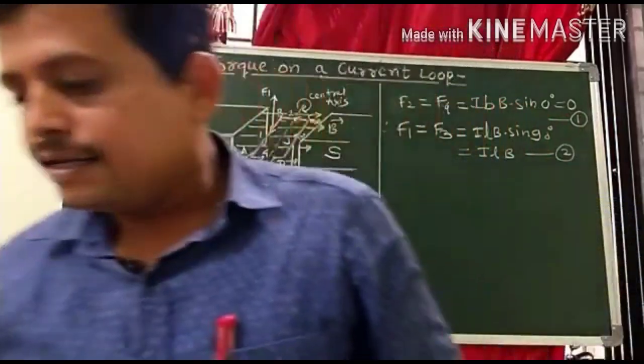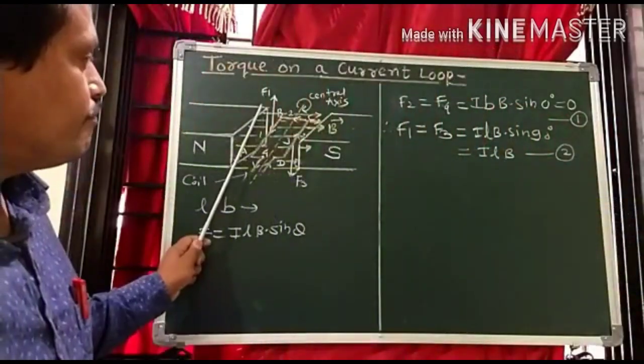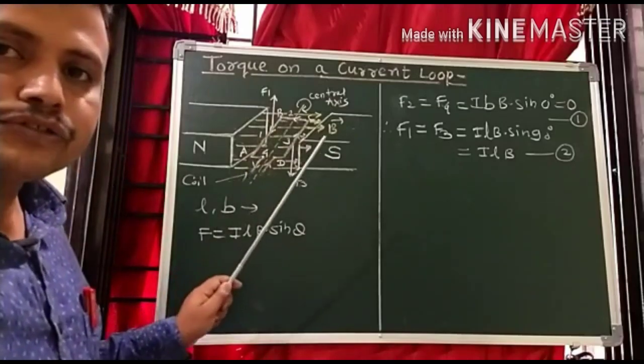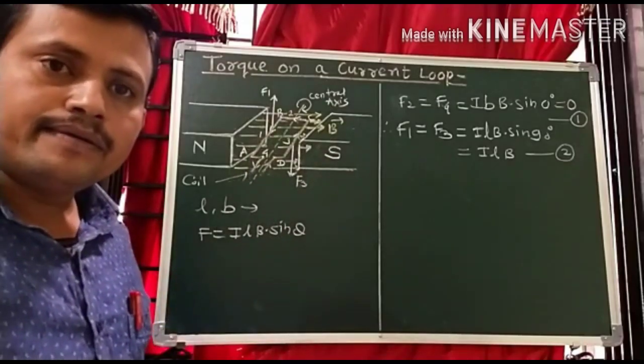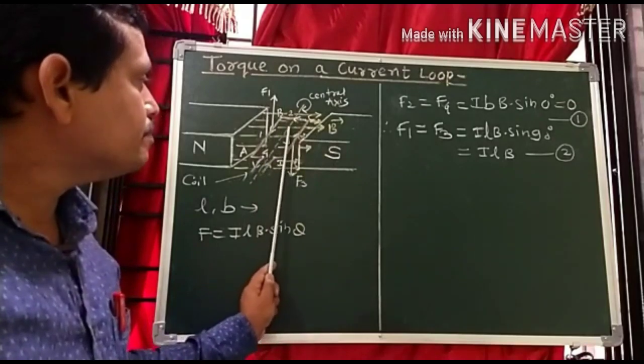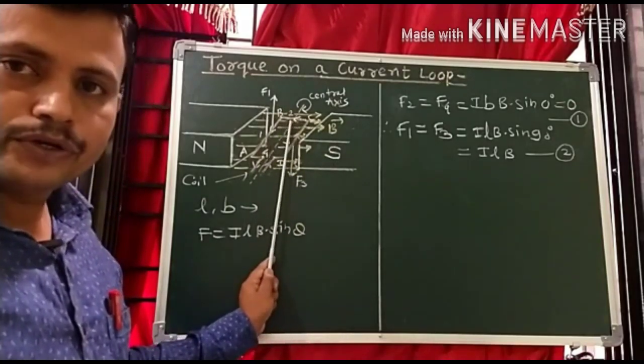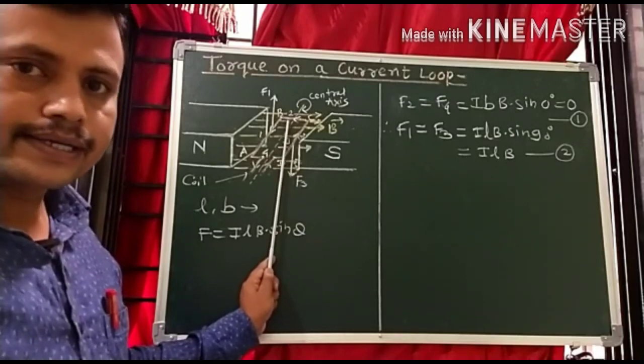Now as here the two forces F1 and F3 are equal in magnitude and opposite in direction, but they are not along the same line. They are separated by a small distance b, equal to the breadth of the rectangle.